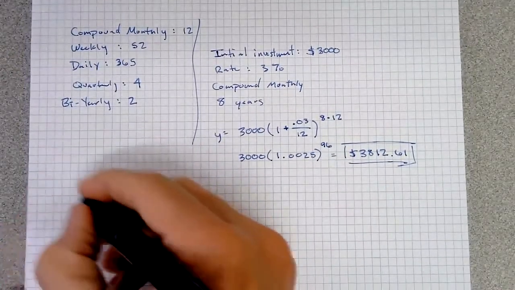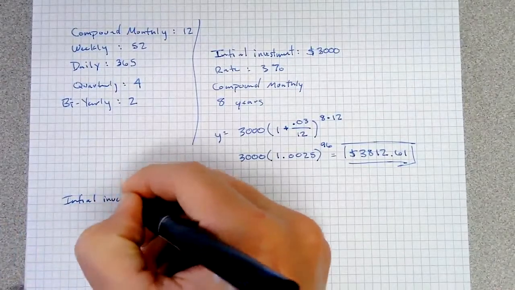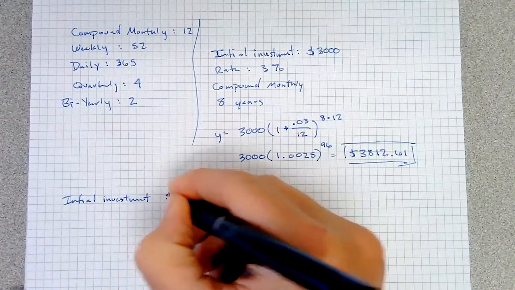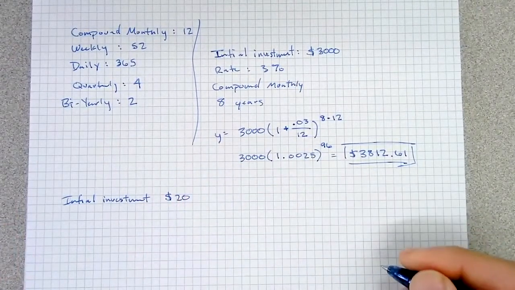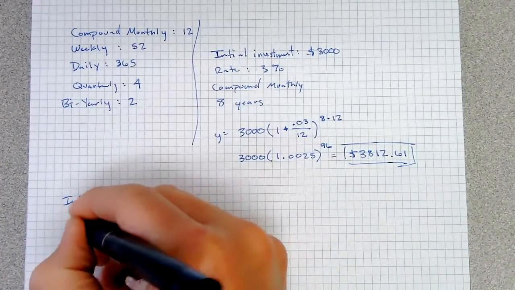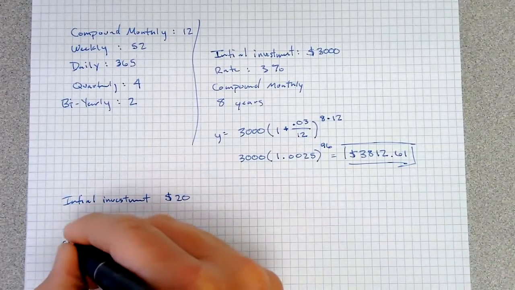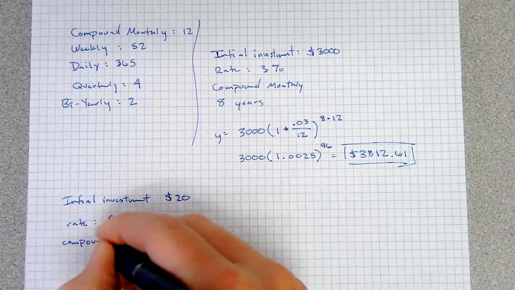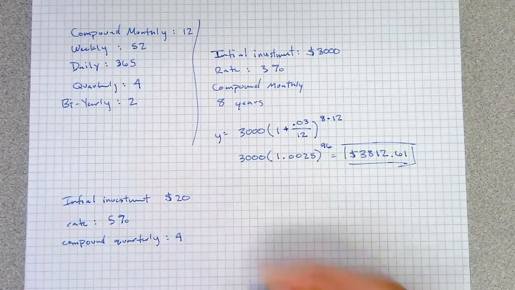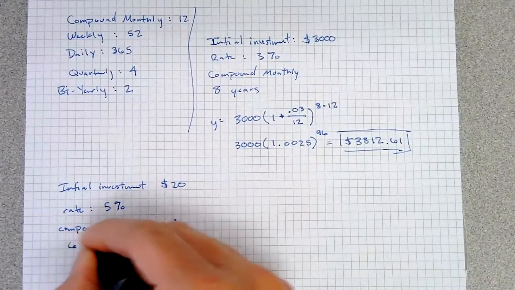All right, we'll do one more. Initial investment. Let's say I'll keep the numbers small. Let's say initial investment of $20, with a rate of 5%. Let's compound quarterly, which means we're going to compound 4 times a year. And let's say we're going to do it for 6 years.